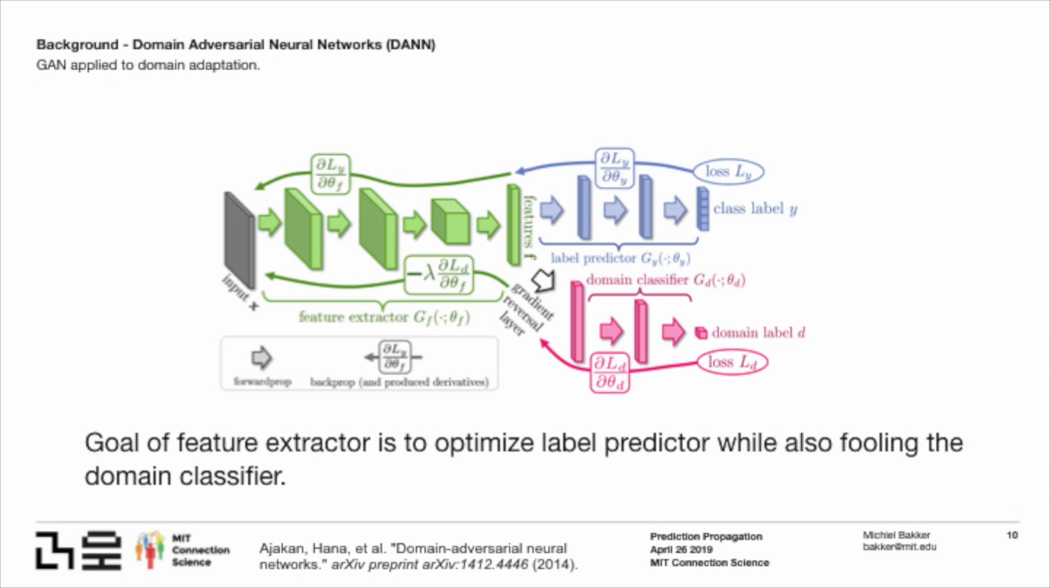One part of the network is trying to predict a class label. For example, positive or negative sentiment, or is it a bicycle or a unicycle? And the other one is trying to predict the domain. So is it coming from this white background data set, or is it coming from Amazon or Twitter?